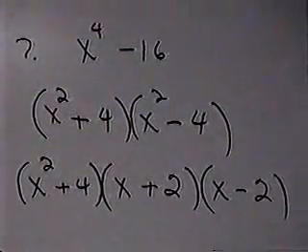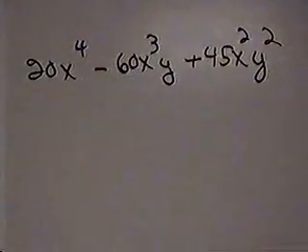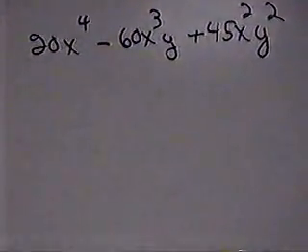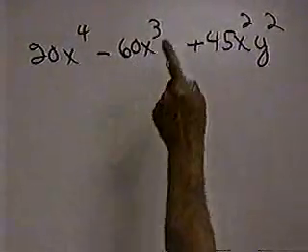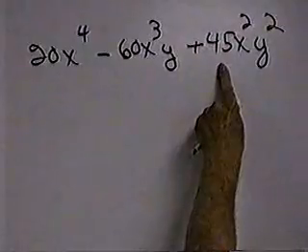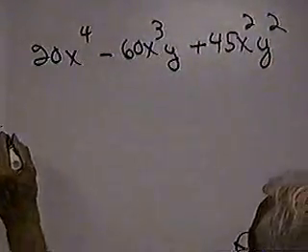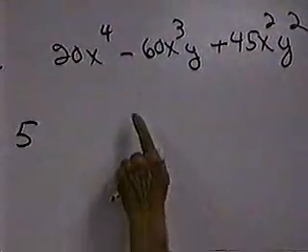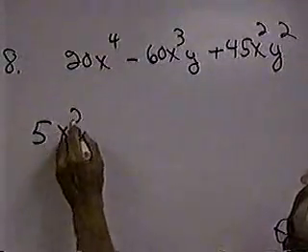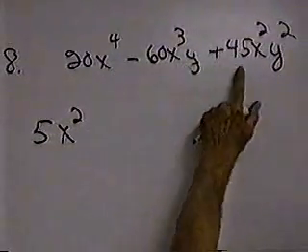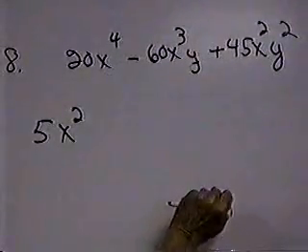All right, let's go to example 8. And it looks just like complication, but it's still the same process. Common factor. What divides into 20 and 60 and 45? Well, I guess 5 would do it. So we'll divide a 5 out. And x to the 4th, x cubed, x squared, so we'll take out an x squared. Y, no y, so we can't take out a y because there's not one here. So I guess we're through.